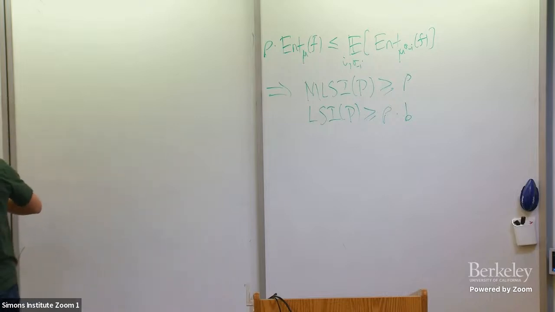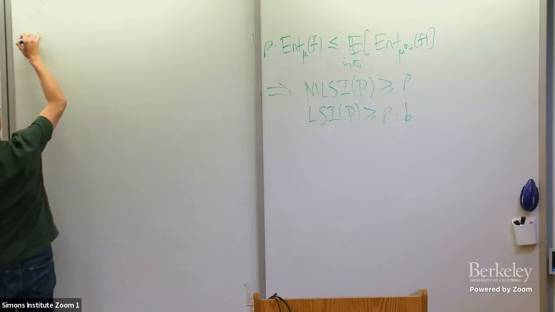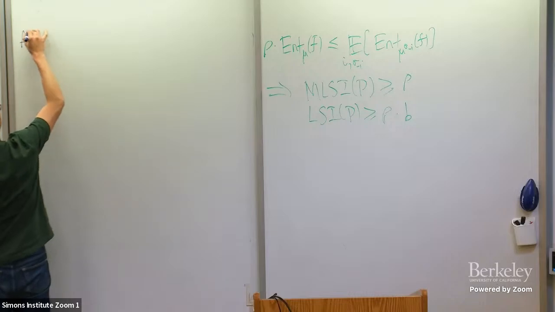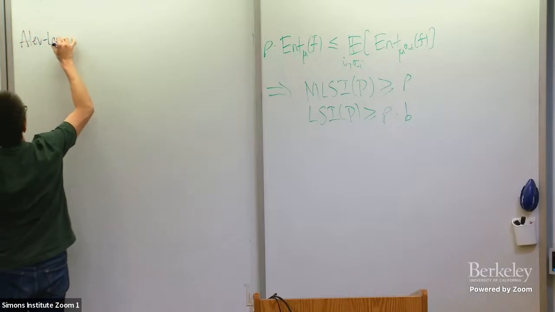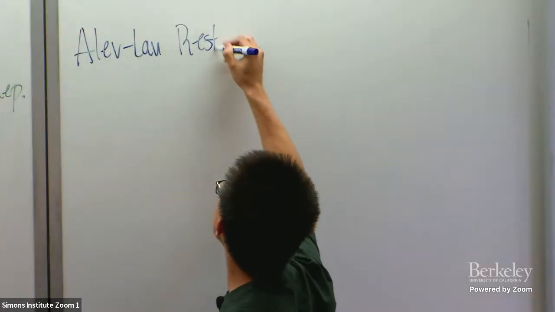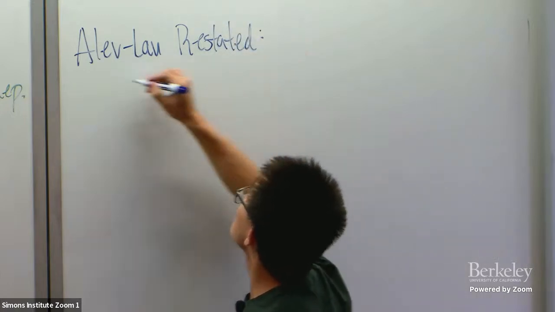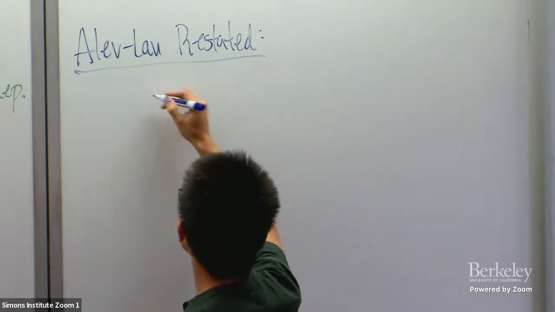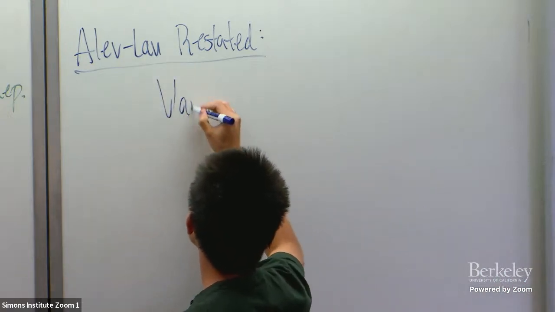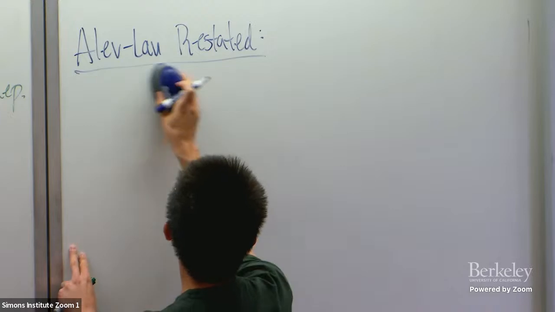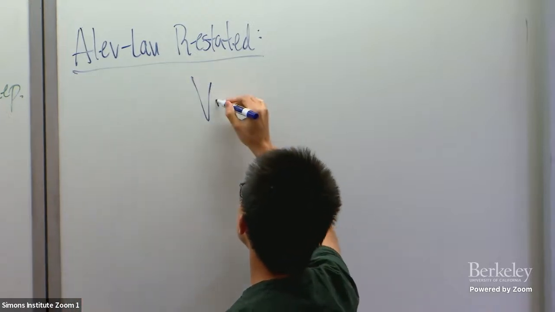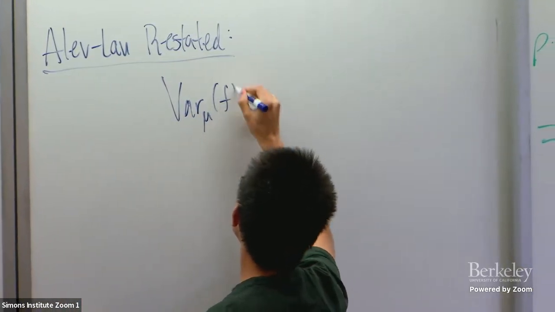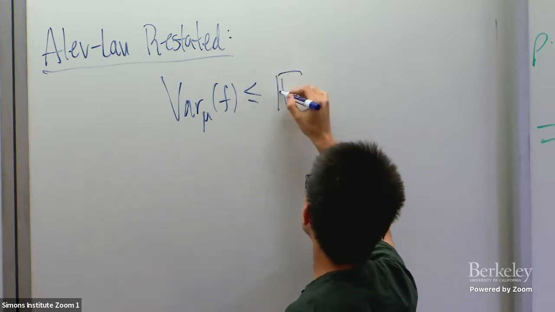Let me restate the Lau theorem. Lau restated. So I'm writing it in terms of variance factorization. I'm going to have the global variance on the left-hand side. We have the local variances on the right-hand side.